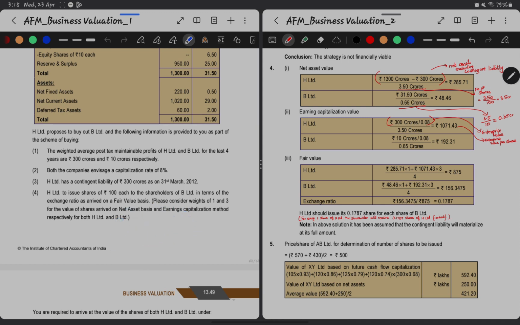Based on that, whatever value comes for H and B, so B Limited shares we are acquiring, right? So B Limited's fair value divided by H Limited's fair value will give us the exchange ratio.